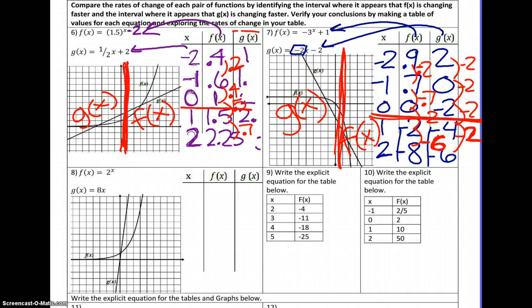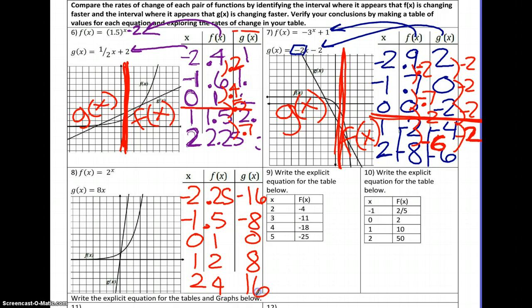Okay, and then you're going to do the same thing with this one: negative 2, negative 1, 0, 1, 2. Plug them in. So that's just 2 to the x, I think. It's hard to see on this board. So that's 0.25. It's multiplying by 2, so 0.5, 1, 2, and 4. And then 8x, so that's negative 16, negative 8, 0, 8, 16.